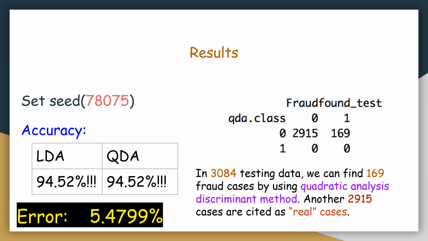The error rate is about 5.4799%, which means some cases failed to be found, but it is still acceptable as its rate is quite close to 6%.